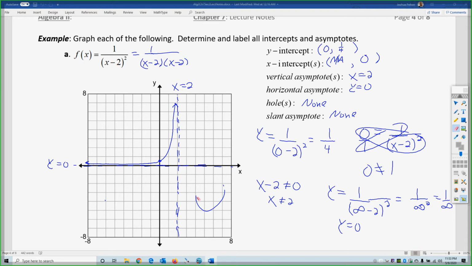Since I have no distinguishing points to tell where it is, I have to pick something over here to plug in. Since the vertical asymptote is at 2, I'm going to pick any number greater than 2, because any number greater than 2 would be past the vertical asymptote. So I'll pick 3 and plug it in. So y equals 1 over (3 minus 2) squared. So that gives me 1 over 1 squared, or just 1 when I simplify. So if I plugged in 3 for x, I get a 1. So (3, 1) is a coordinate. Okay. So which means it's going to go like this.